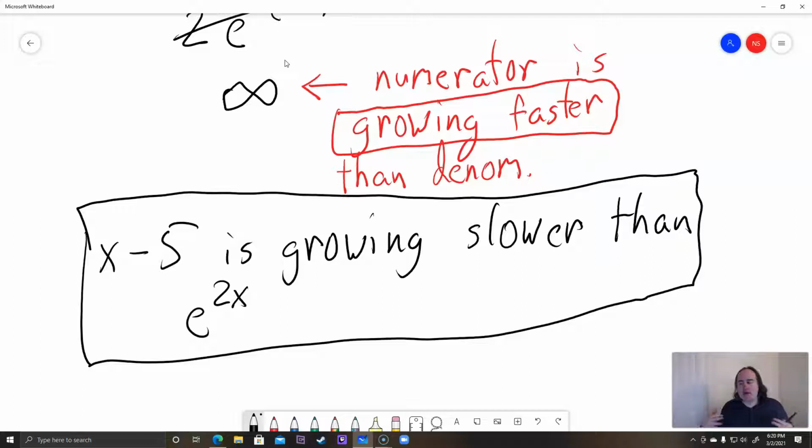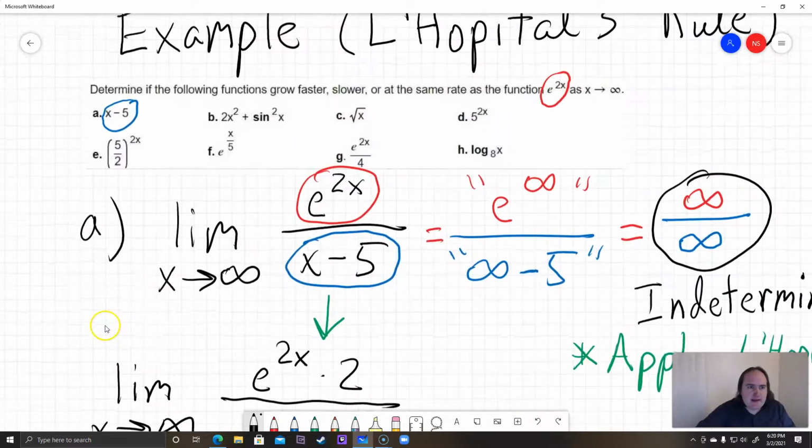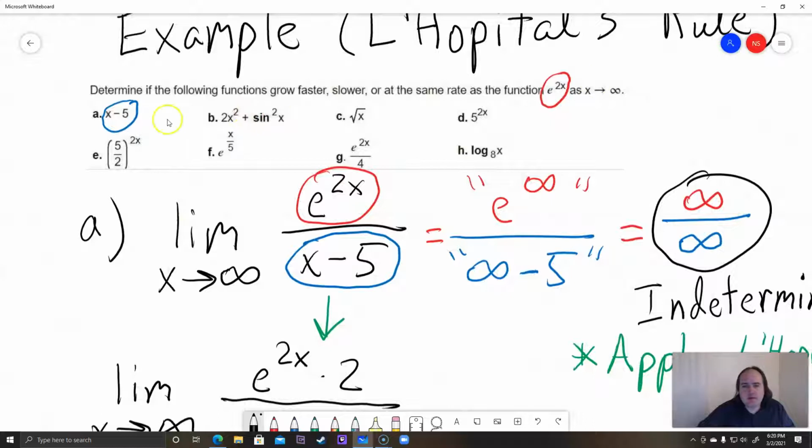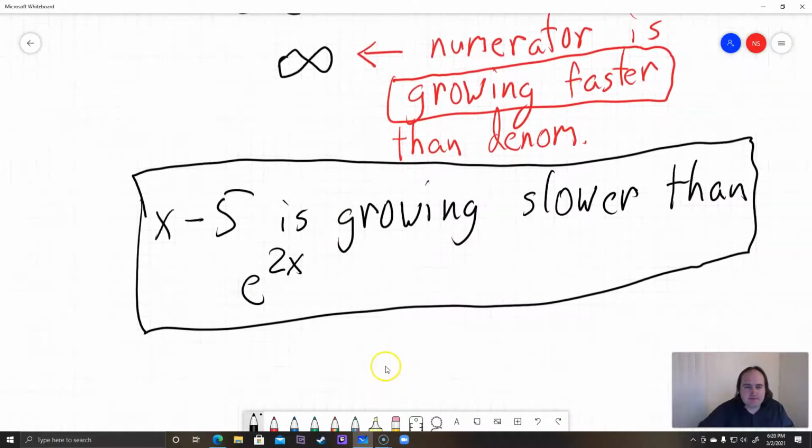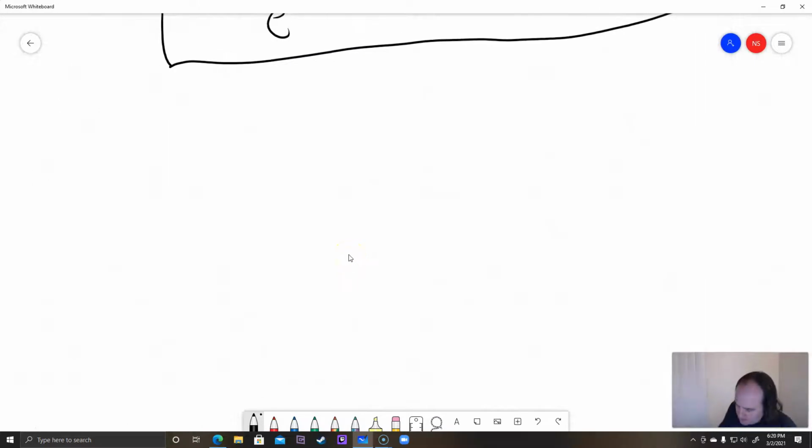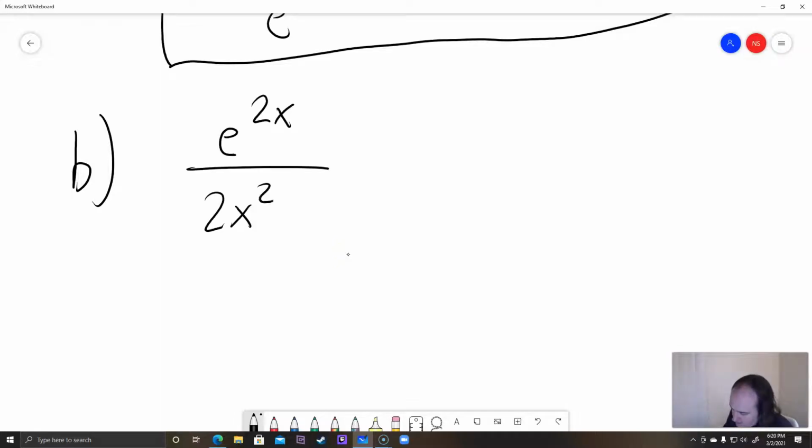Okay, so I talked about that one in a lot of detail, but for the other ones, I'm going to go through them a little bit more quickly because I think we get the idea now. So that was part A. Part B, we want to compare e to the 2x to 2x squared plus sine squared of x.